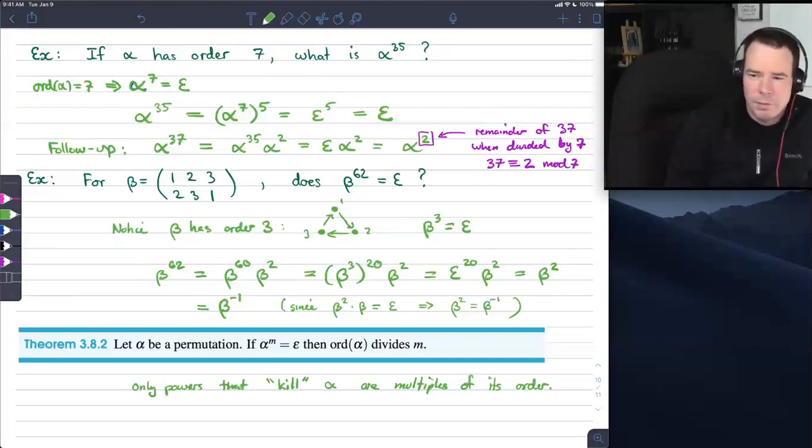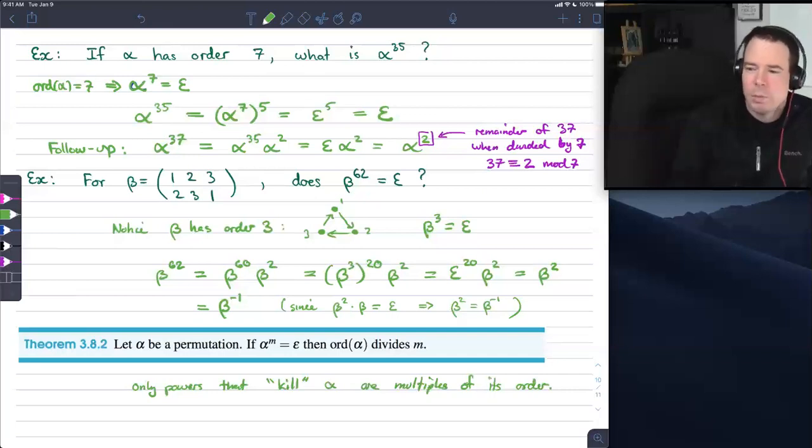Right, so above, alpha had order 7. So the only powers that would kill alpha would be 7, 14, 21, 28, the multiples of 7. If I had a number like 25 and I took alpha to the power of 25, it won't be the identity. What power would it be?